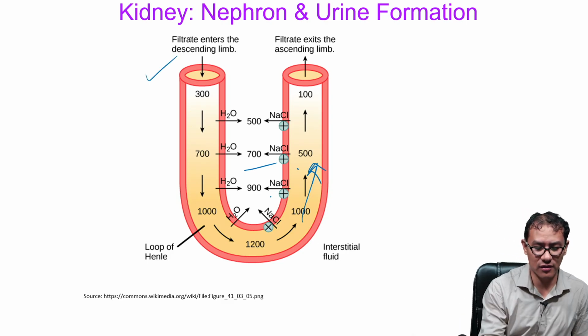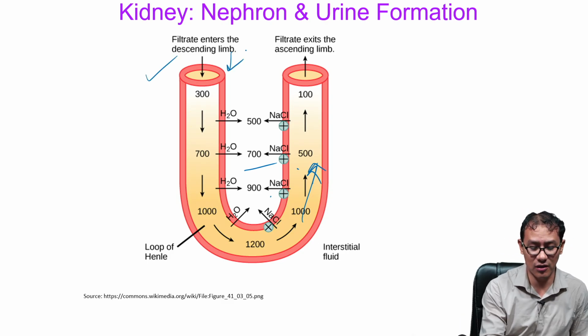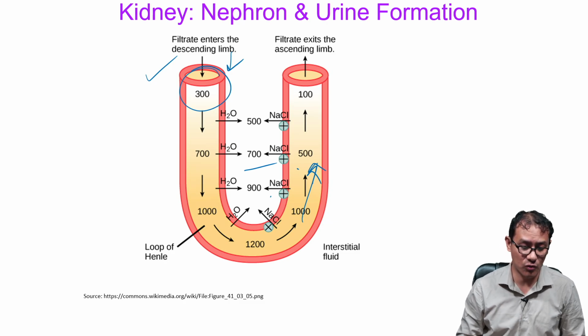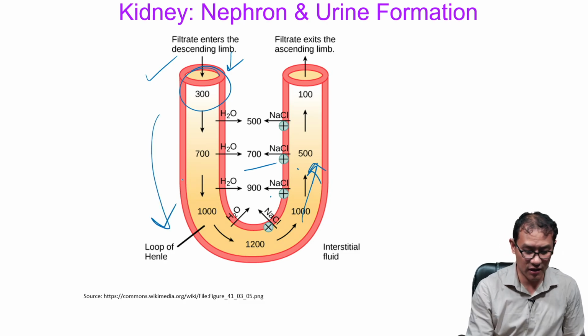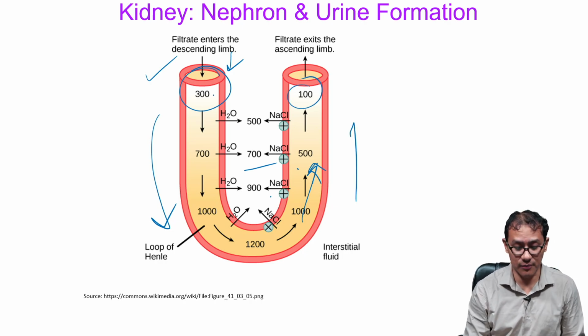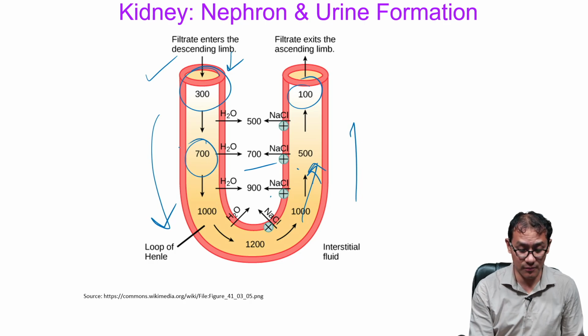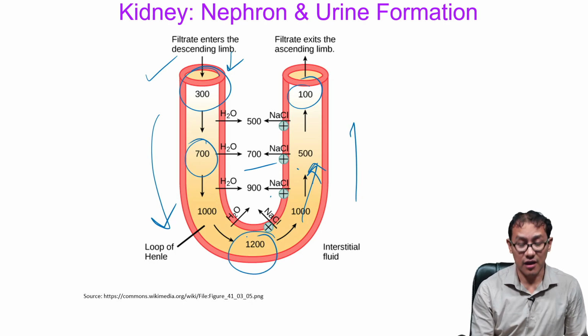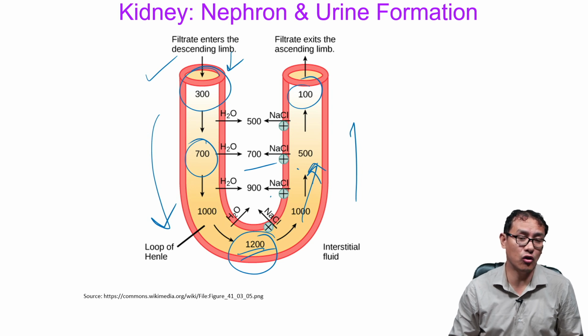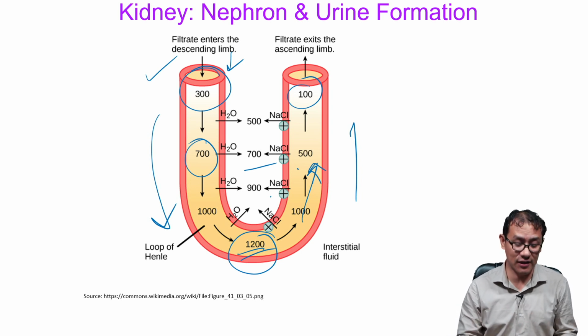For example, when the descending limb of the loop of Henle is entered, the osmolality is approximately 300 milliosmol, and you can see the different parts of the loop of Henle. This is the ascending part, this is the descending part, and you can see that dilution happens in the ascending part and concentration happens in the descending part, and it can reach around 1200 milliosmol per kg osmolality at the tip of the loop of Henle.